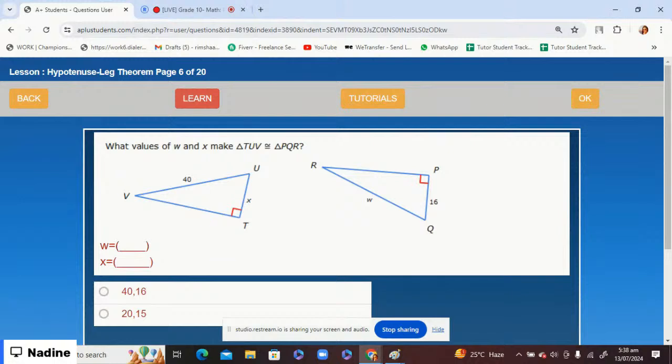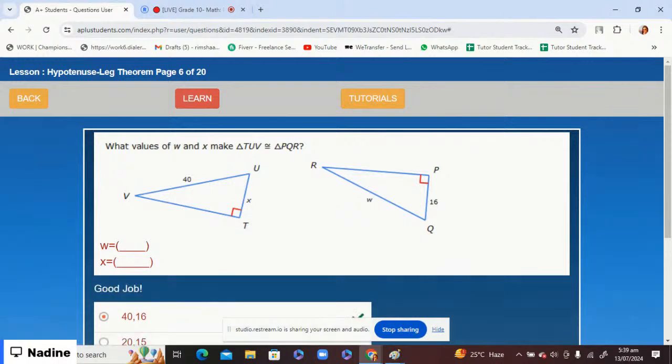What values of w and x make triangle TUV congruent to triangle PQR? Now, w is given, which is 40 in PQR, because in triangle UTV it's 40. And x is 16, because PQ length is 16, so UT length is also 16. So let's check, is there an answer 40 and 16? Yes, it's here.